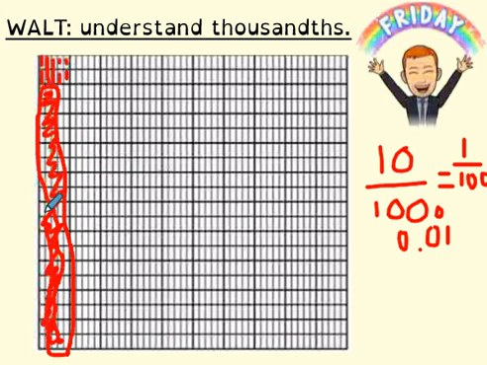So what have I got here? If each one individual square has got 10 thousandths in it, what we just said a minute ago, I'm now going to shade in a further 9 of those 100th squares. So in total, I will have shaded in 100 thousandths.